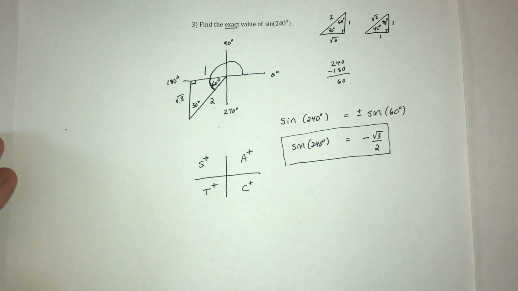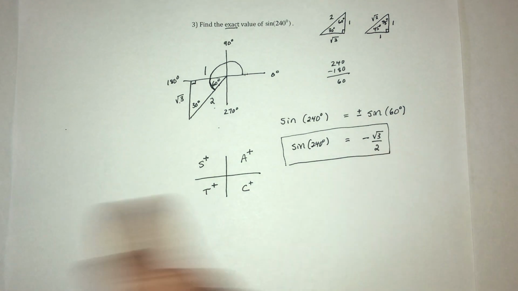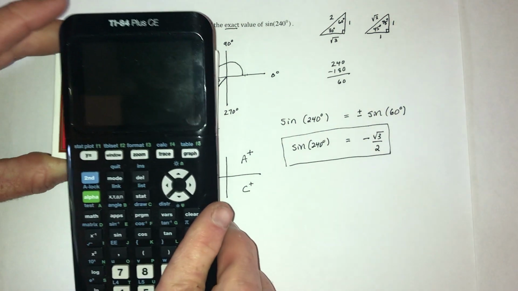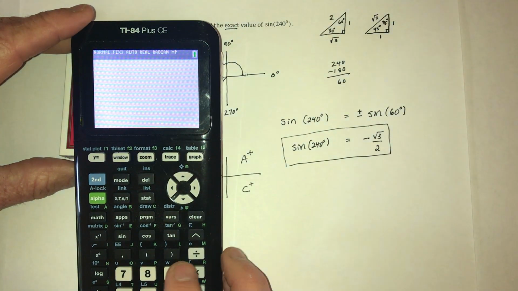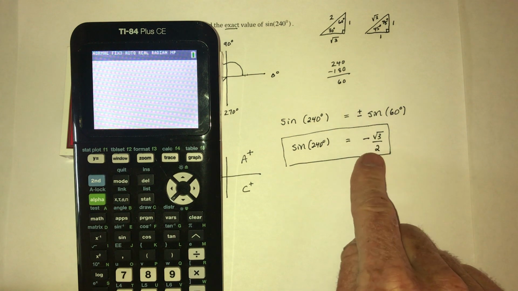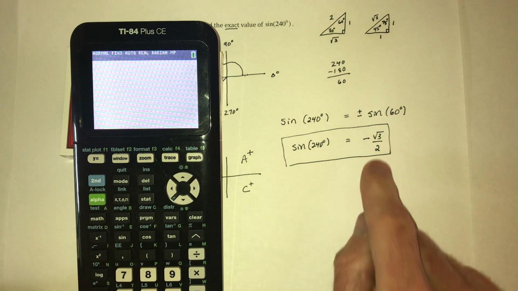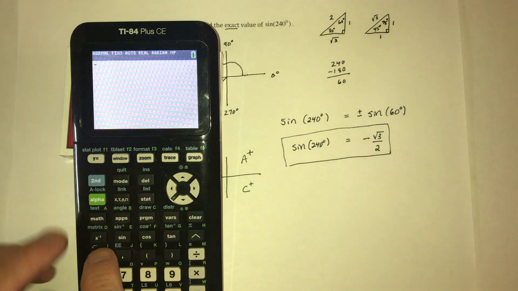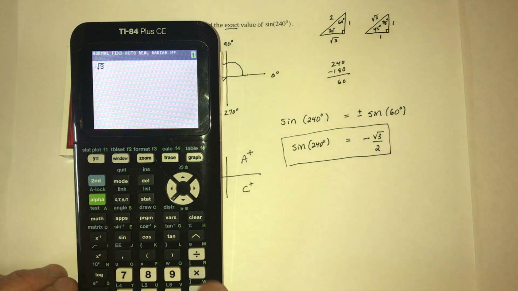Now, I could check my answer using a calculator. So notice this is the exact answer, no decimals, but if I want to check the answer, then I'll go like this. First of all, find out what decimal this is. Negative the square root of 3 divided by 2. It's that as a decimal.